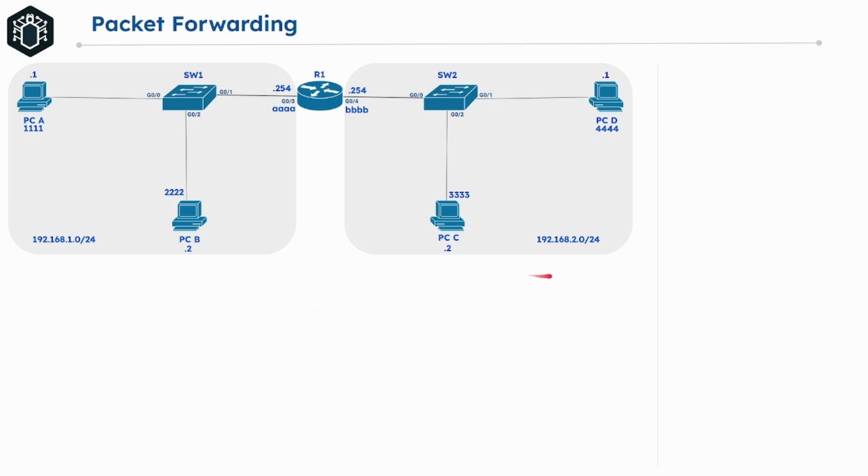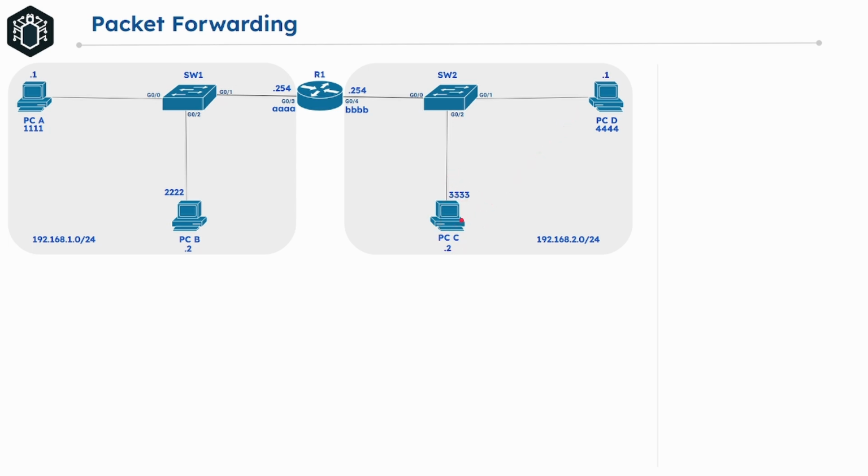Now, on the right side, we have a network 192.168.2.0, and in this particular network, we have PCD with an IP address of 192.168.2.1 and with MAC address of 4444. Similarly, we have a PCC here with an IP address of 192.168.2.2 and with a MAC address of 3333.